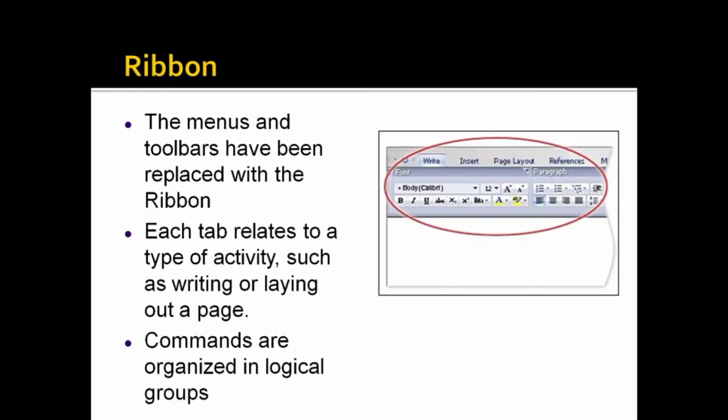Now, the next is ribbon. Okay, the menus and the toolbars have been replaced with the ribbon. Each tab relates to a type of activity such as writing or laying out a page. Okay, commands are organized in logical groups. Here, the commands are organized in a logical group.